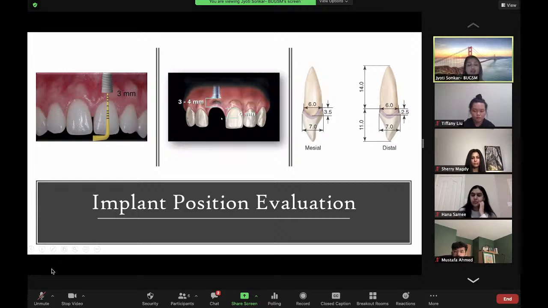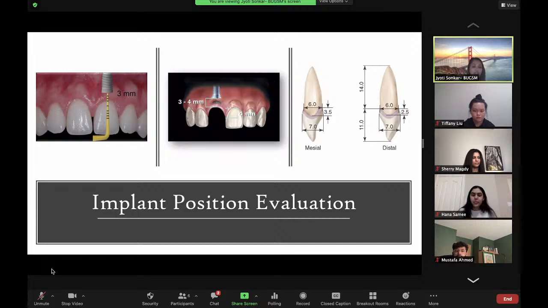I mean, again, these are a bit of advanced topics, but hopefully you're going to retain bits and pieces of this information in your head, and hopefully you're able to get into your dental school and use this knowledge.